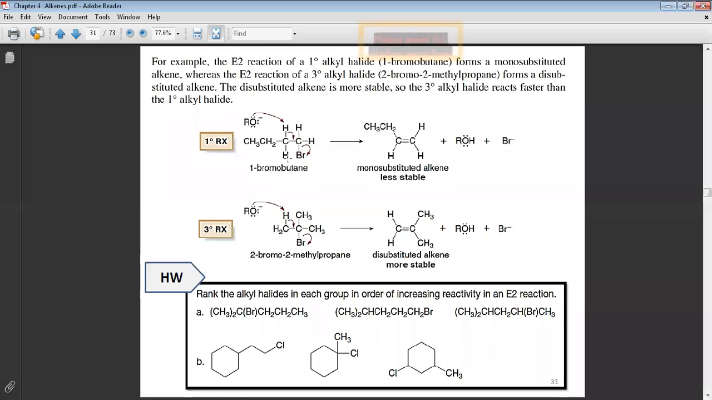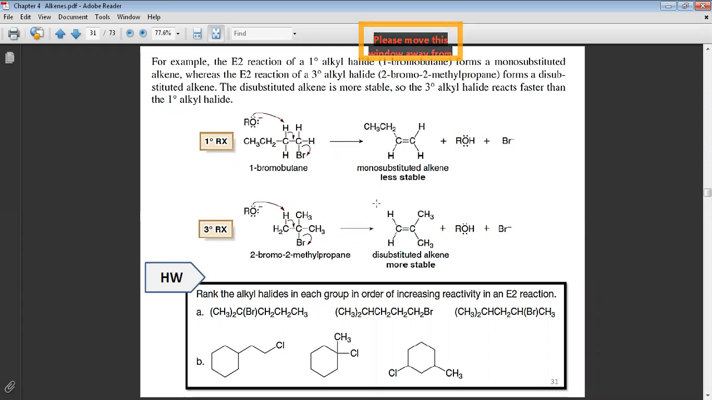Anyone, it will be faster for the E2 reaction. Of course, it will be faster for the E2 reaction. Why? Because of the stability of the transition state and the stability of the new double bond. This is the new double bond.